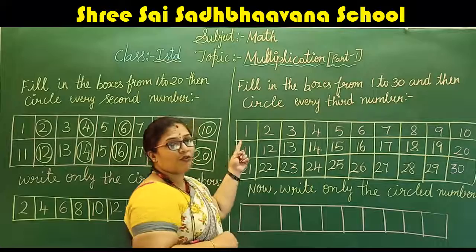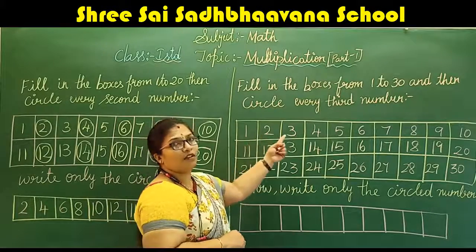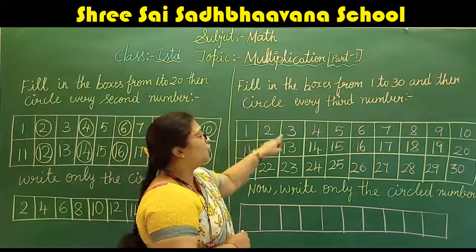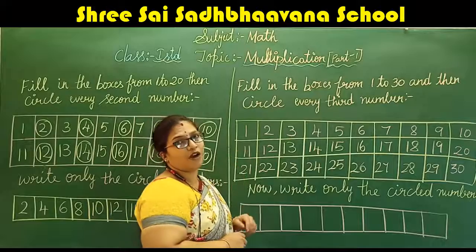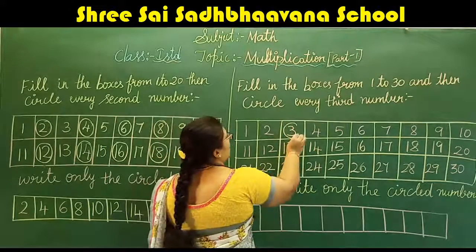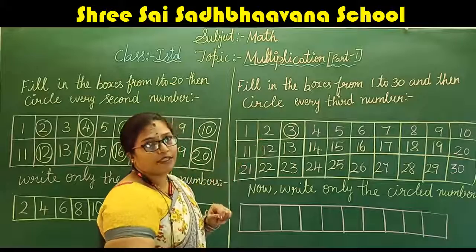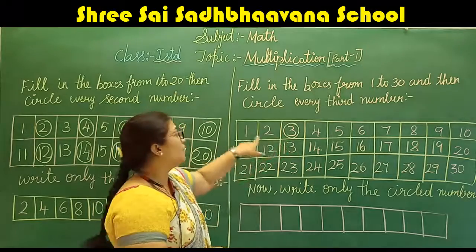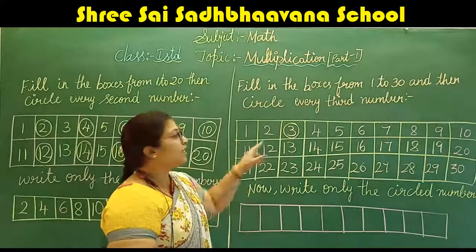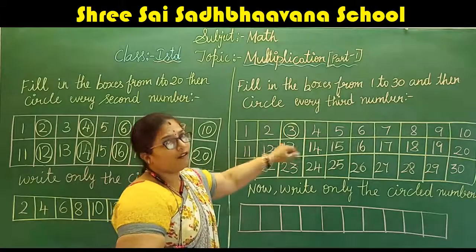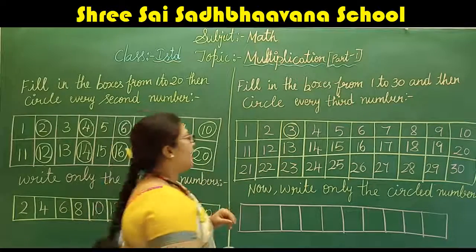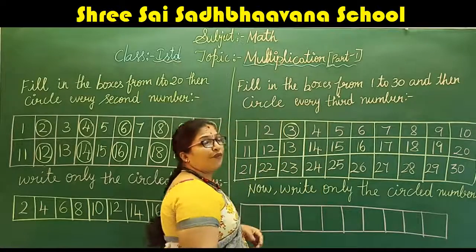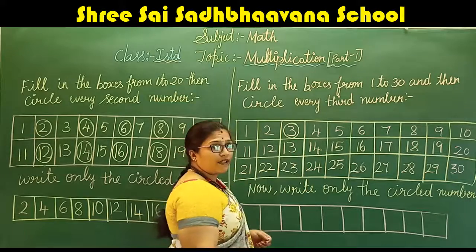So what we have to do now? 1, 2, 3. So the third number we have to circle, right? 1, 2, 3, the first number you have to circle. So what we have done? 2 numbers we have skipped and number 3 we have circled. Okay. Next, after 3, which one is there? 4. So 4 you have to circle?